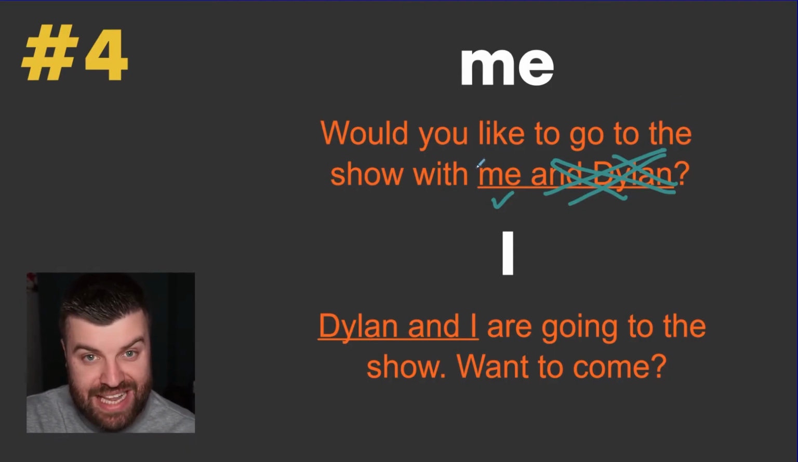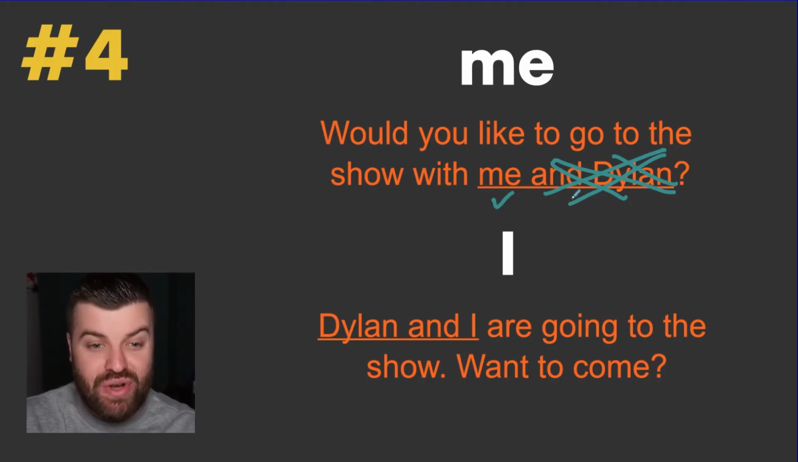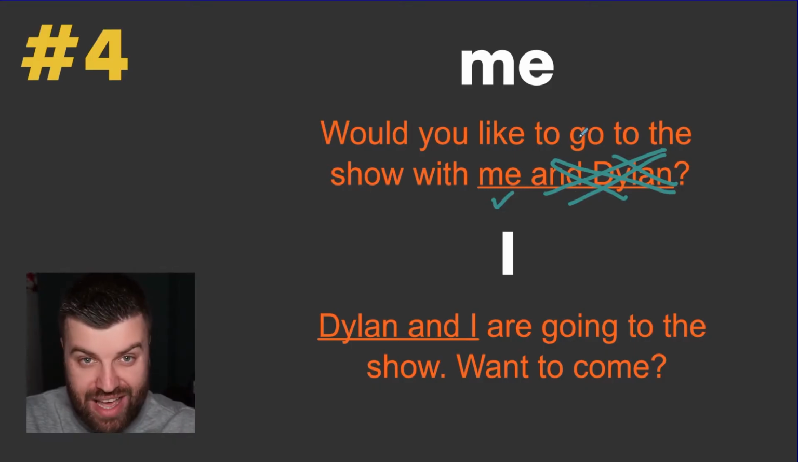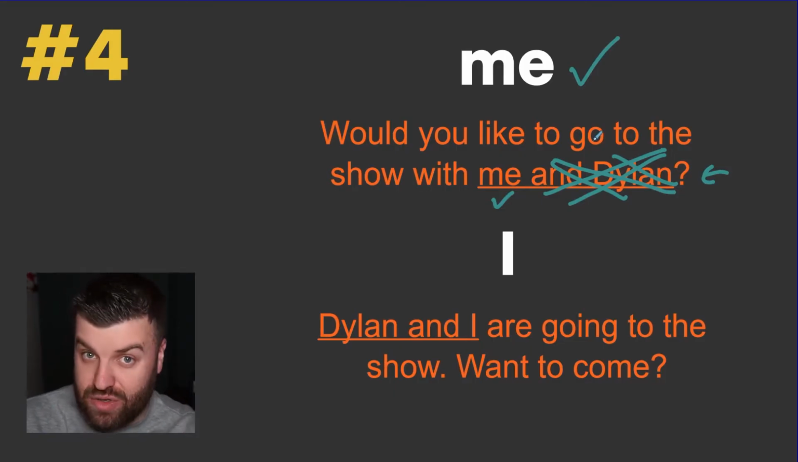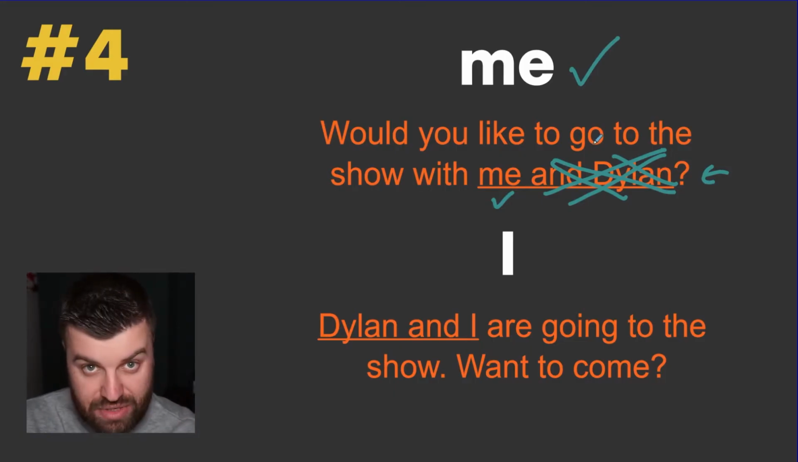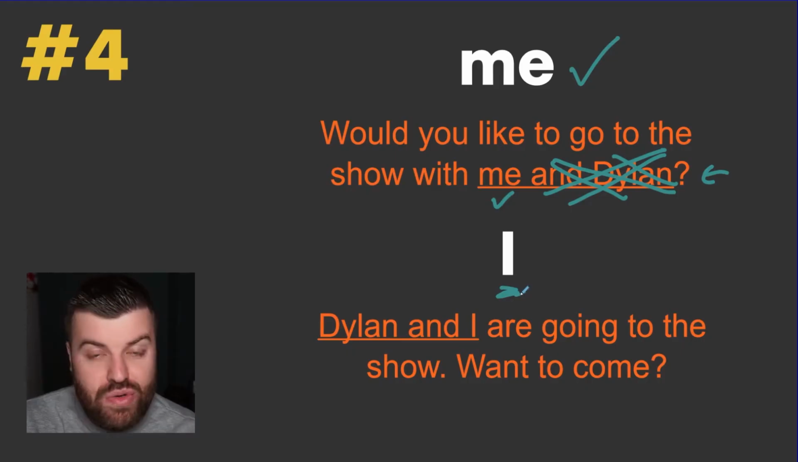Now imagine for a second, instead of me, we put I. Would you like to go to the show with I? That's nonsense. So we're not going to use I in this sentence. Even if we add an extra person onto the end, me makes sense. And so you know that's using me and someone else as the object. At the bottom for I, do the same trick. Can you get rid of Dylan and? Keep the I and see if it makes sense.